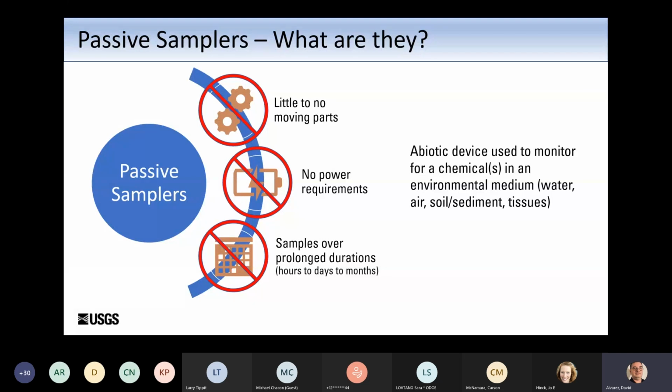They don't require power to function, and they sample over prolonged periods of time, which, depending on the type of sampler you're using, could be anywhere from hours to months to possibly years in an example I'll show later.